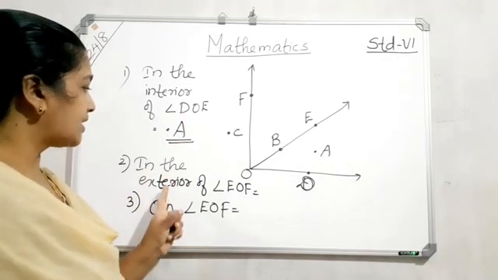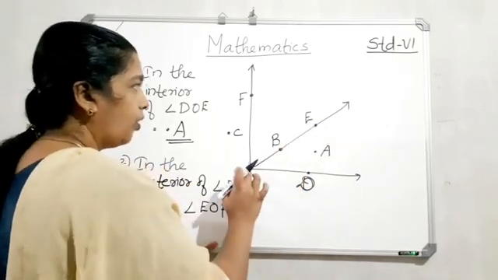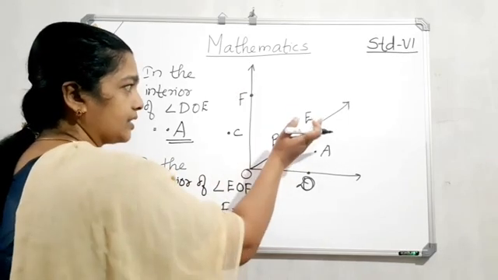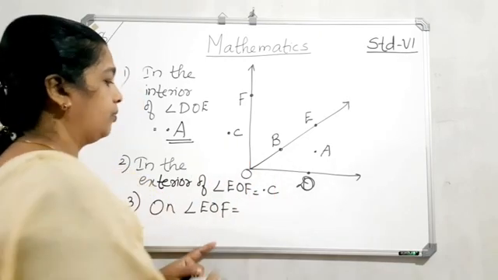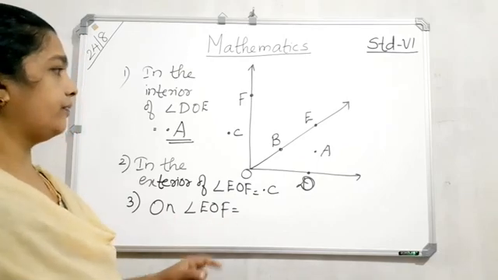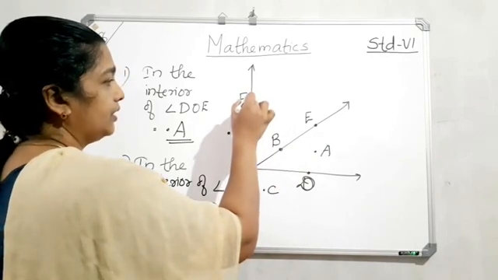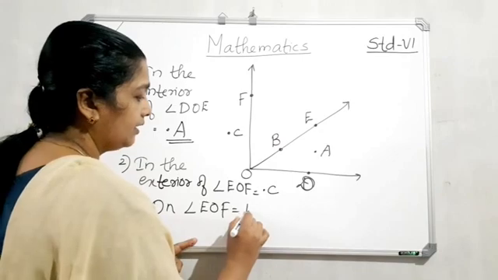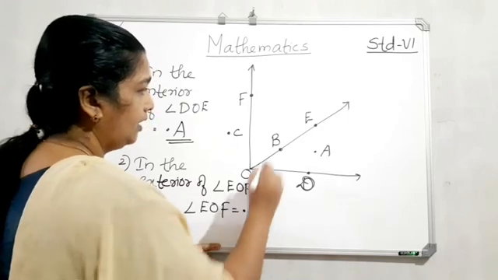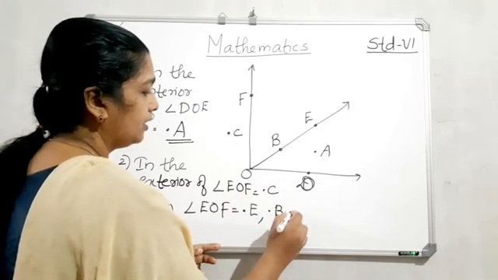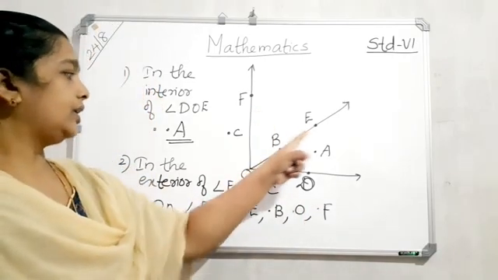Next question. In the exterior of angle EOF, exterior means outside. Here there is 1 point, point C. Next, on angle EOF, the points are point E, point B, point O and point F. So these are the points on angle EOF.